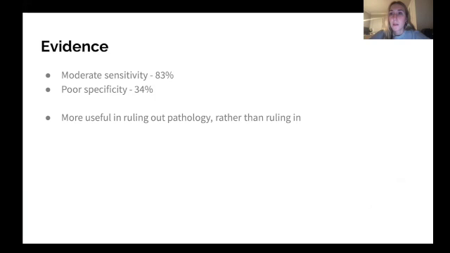The sensitivity rate of the compression test is 83% and the specificity rate is 34%, making it more useful to rule out pathology rather than ruling it in.